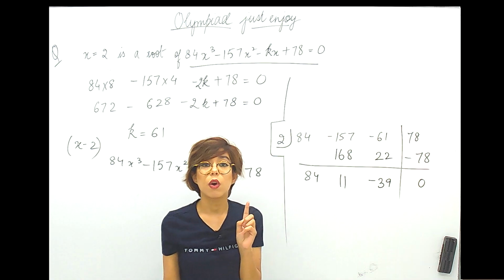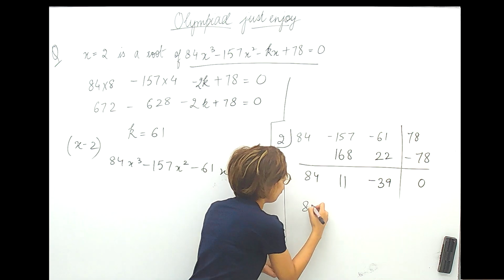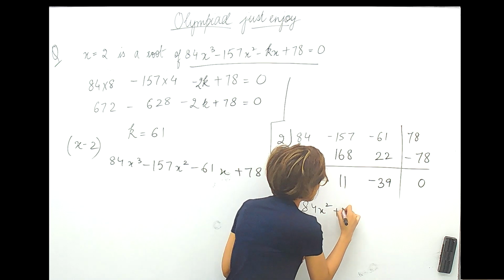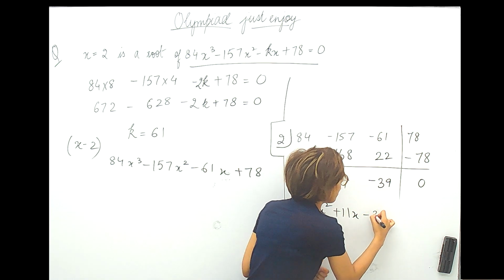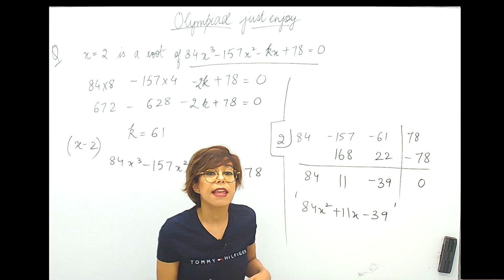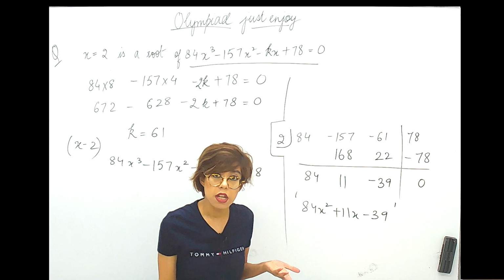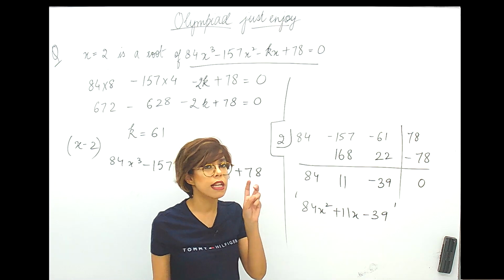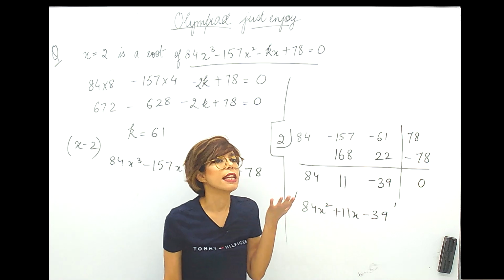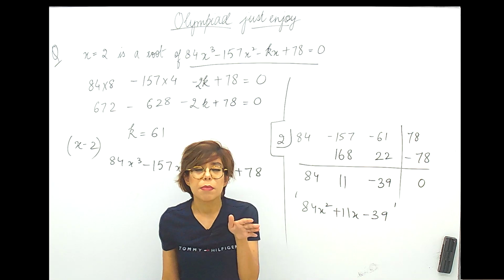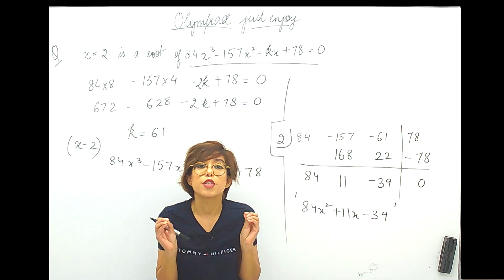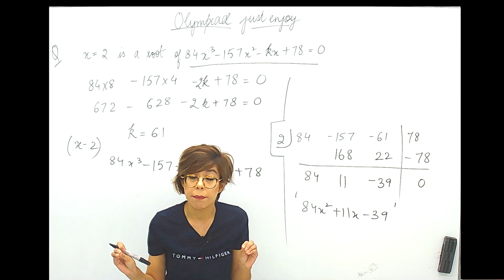Now, quotient क्या होगा? 84x square plus 11x minus 39. This will be the quotient, or I can say the other factor. Now, अब मुझे बाकी के रूट्स निकालने हैं, बाकी के zeros निकालने हैं, right? That means I need to factorize this, and I'll get the answer. अगर factorize नहीं भी हुआ, even if you are unable to split the middle term, complicated लग रहा है, you can always use the quadratic formula.